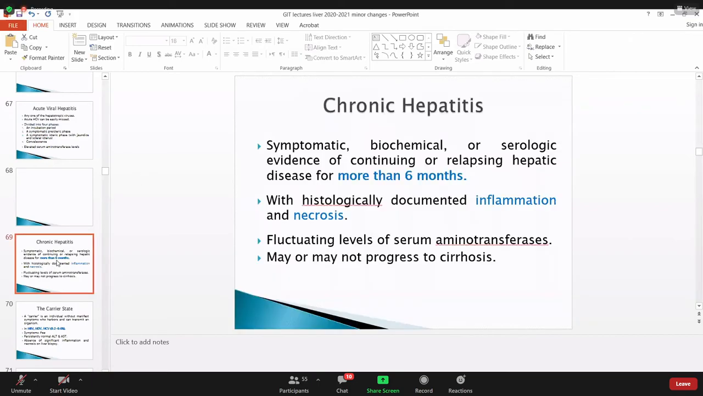Okay, let's come to chronic hepatitis. Chronic hepatitis is symptomatic, biochemical or serological evidence of continuing or relapsing hepatic disease for more than 6 months. If you remember, we talked about acute liver disease, it's either acute or subacute. Acute is within 2 to 3 weeks and subacute up to 3 months. If it's more than 6 months, the patient has elevation in liver enzymes with symptoms or biochemical or serological evidence of continuing or relapsing hepatic disease, meaning the enzymes were abnormal for more than 6 months, we call this chronic hepatitis.